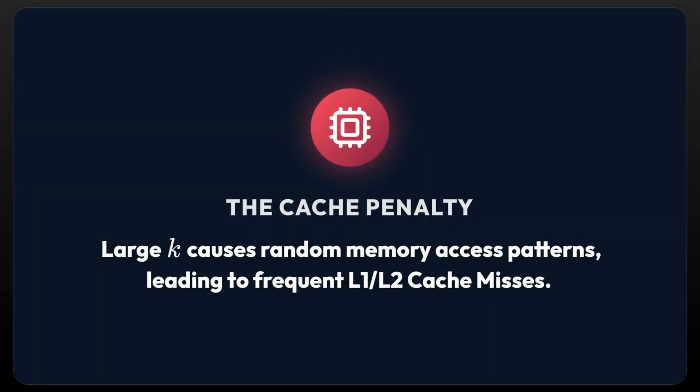While counting sort has a low instruction count, it suffers from poor cache locality. Accessing the count array involves random jumps in memory. If the range k exceeds the CPU cache size, the processor stalls waiting for data from the main RAM. In these scenarios, a cache-friendly algorithm like Quicksort often wins, despite having a higher theoretical complexity.